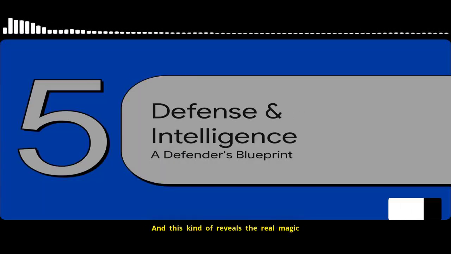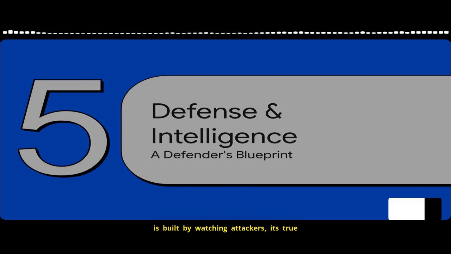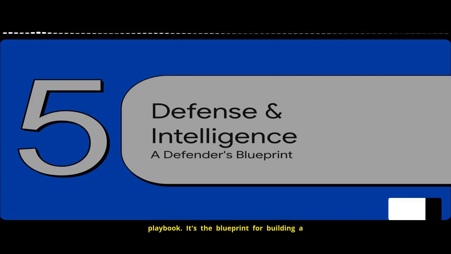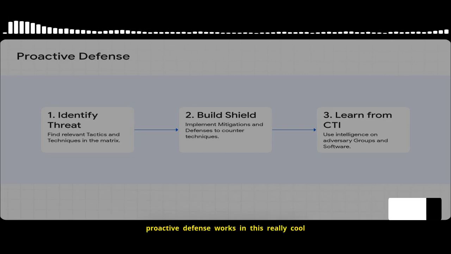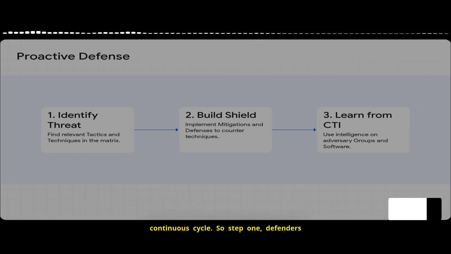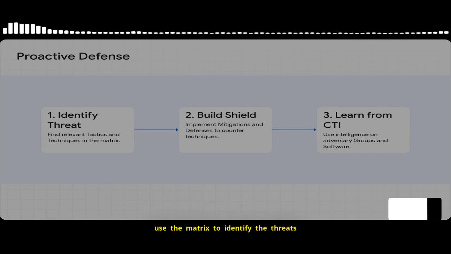And this kind of reveals the real magic of the framework. Because even though ATT&CK is built by watching attackers, its true value, its whole purpose, is for the defenders. It's not just an attacker's playbook. It's the blueprint for building a smarter, more proactive defense. And this proactive defense works in this really cool continuous cycle. So step 1, defenders use the matrix to identify the threats most likely to come after them. Step 2, they build their shield, putting in specific controls and mitigations to stop those techniques. And step 3, they learn from the enemy, using what's called cyber threat intelligence, or CTI, to understand exactly who is attacking them and what tools they're using.